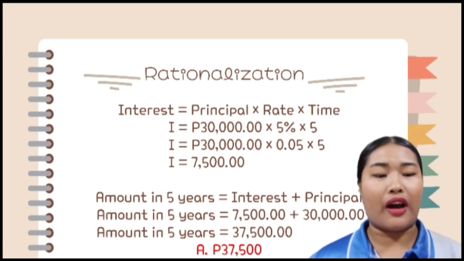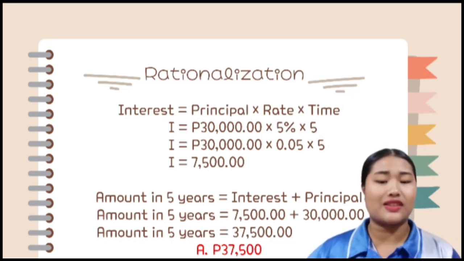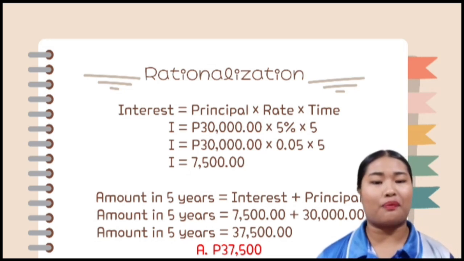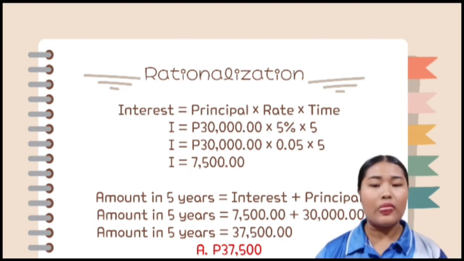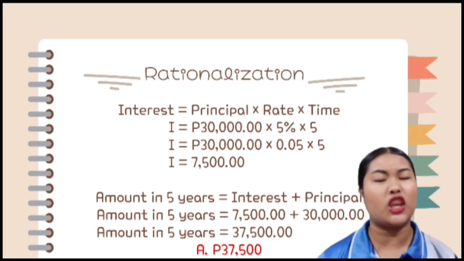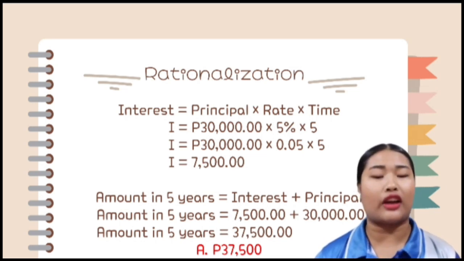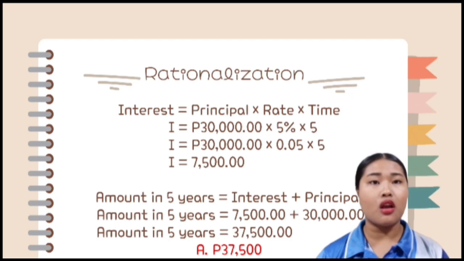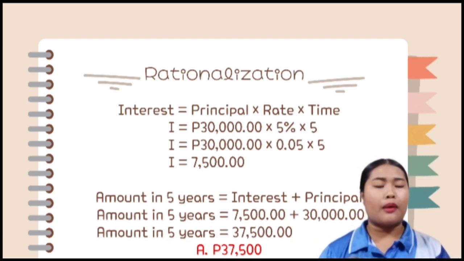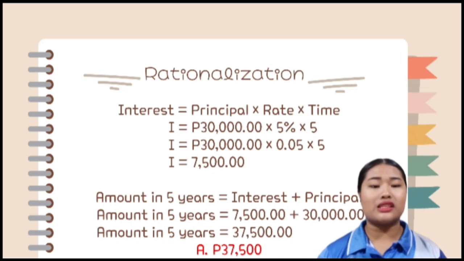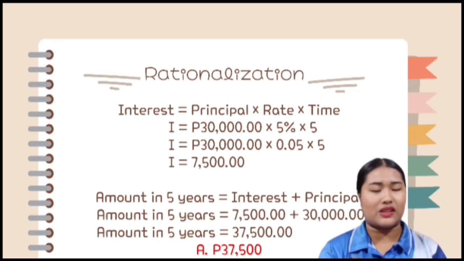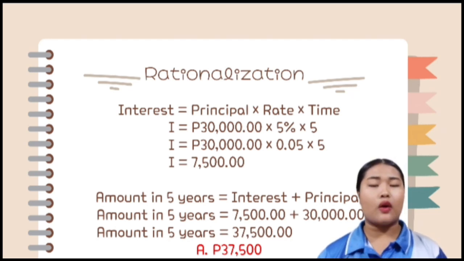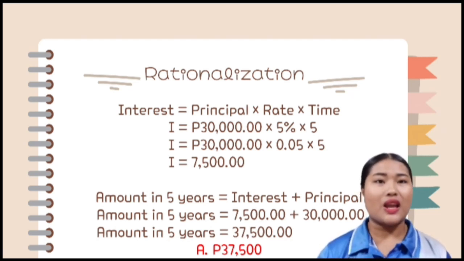It will give us the answer 7,500 pesos. So that is our interest. So now, let's proceed to the amount in 5 years. So we have to get the total amount in 5 years. To get the total amount in 5 years, here is our formula: interest plus principal. Our interest is 7,500 pesos plus our principal is 30,000 pesos. So 7,500 pesos plus 30,000 pesos is equal to 37,500 pesos. So our answer is letter A, which is 37,500 pesos.